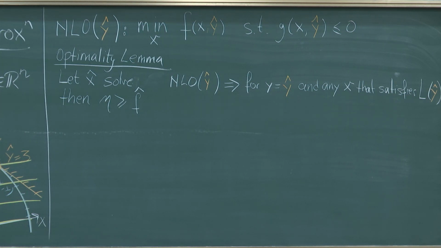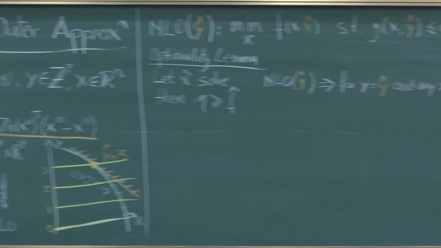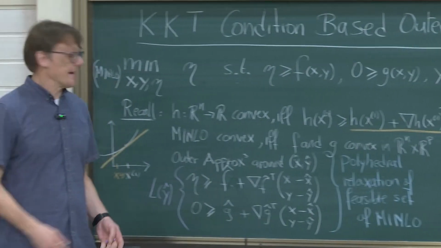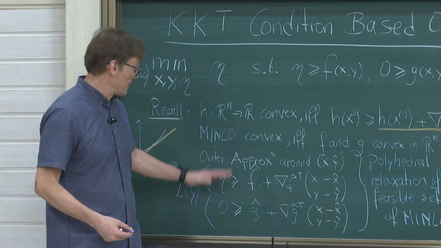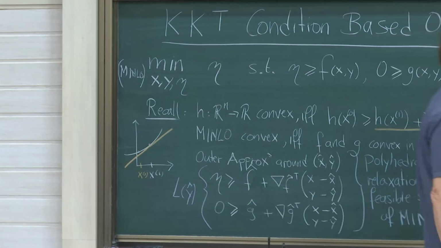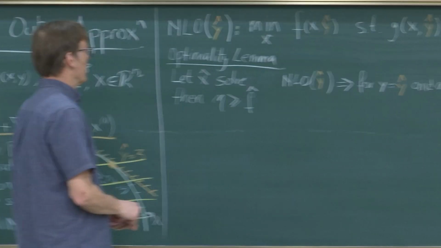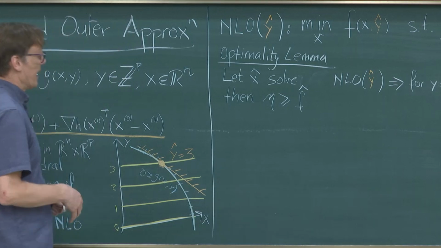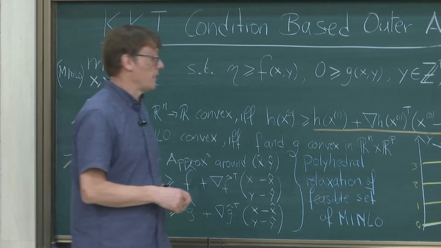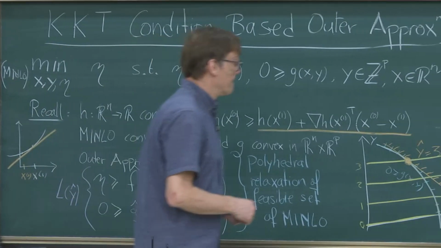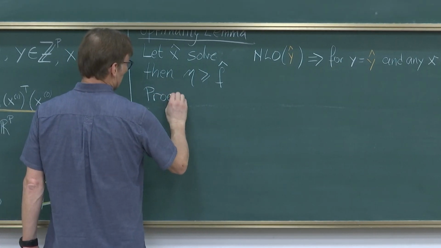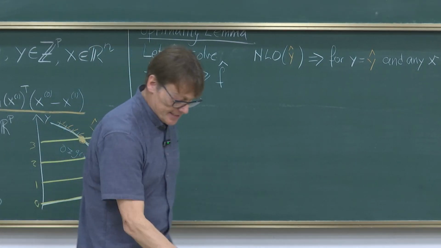Okay, so what does that mean? That means that if I have this linearization and I look around this point and I look at my set of linearizations here, then the optimal value of this NLO was f hat, and inside the linearizations I cannot find a better point, so I cannot find a lower point. This will become clear in the proof. So I'm going to do the proof, and then you can reword the lemma, and it'll become easier to understand.